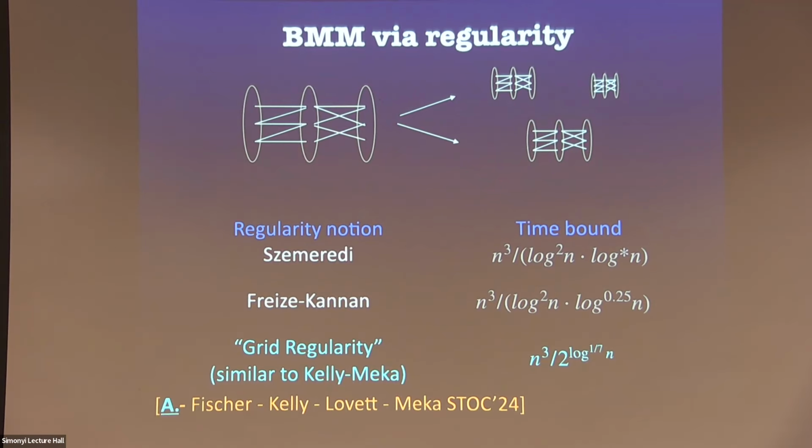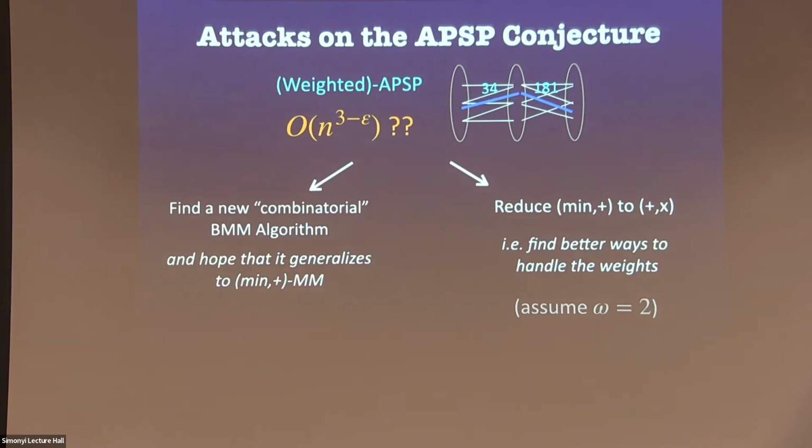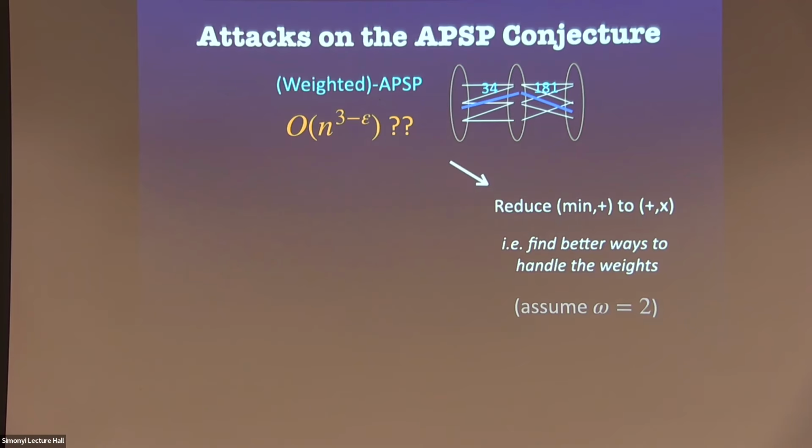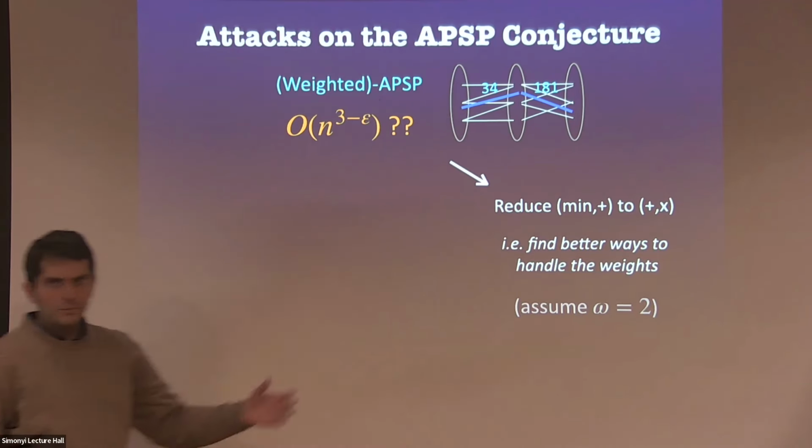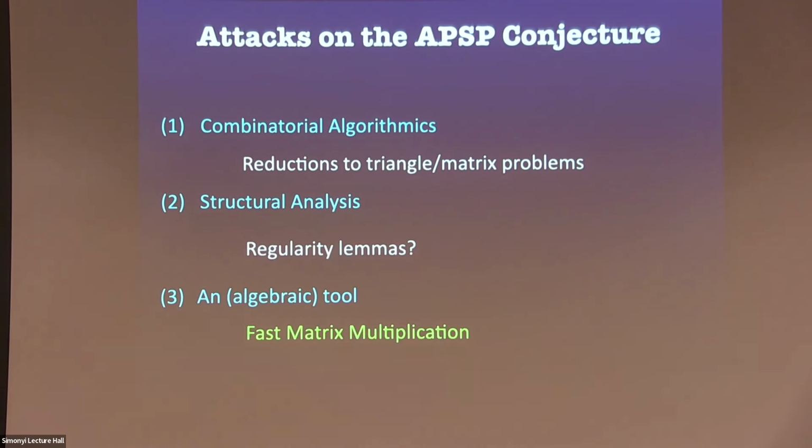I don't know how to prove it, but hopefully that'll inspire you to think about this. Good. So that was the first direction. Now back to the second direction, where omega is 2. We want to use fast matrix multiplication, but we have the weights. How do we handle them?